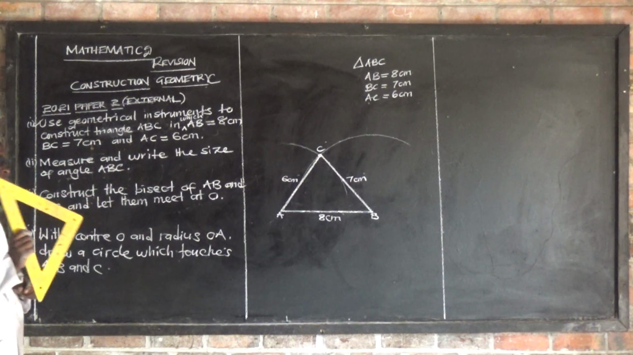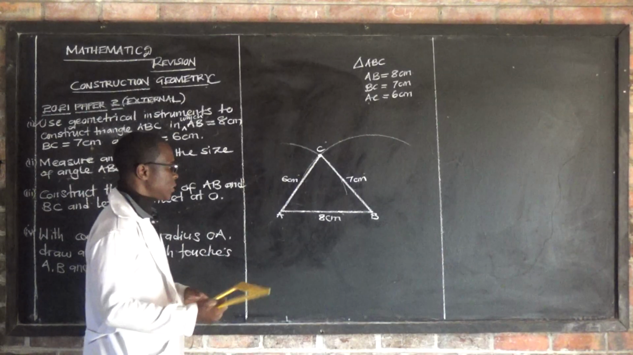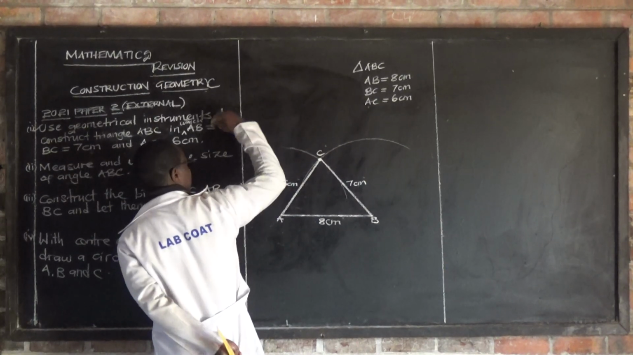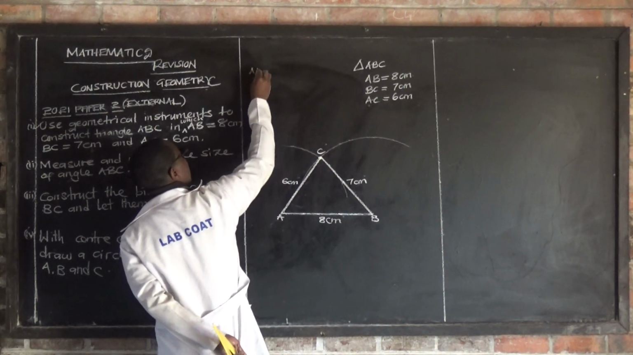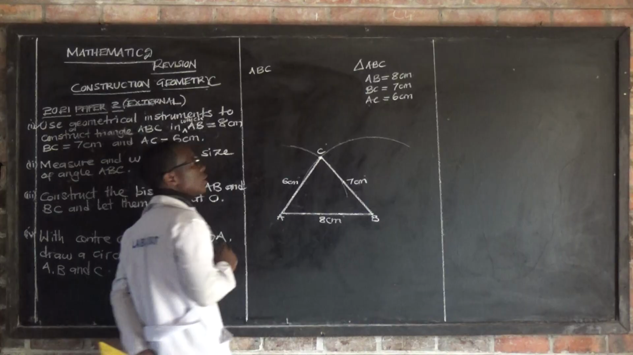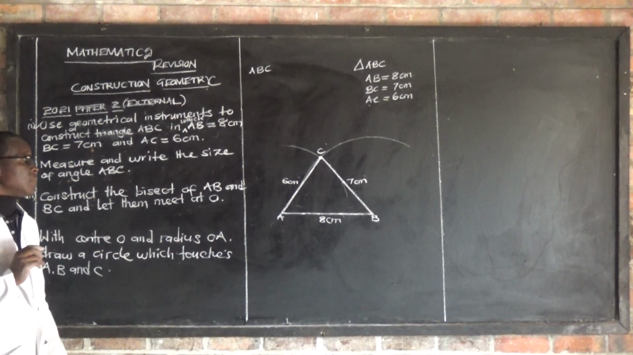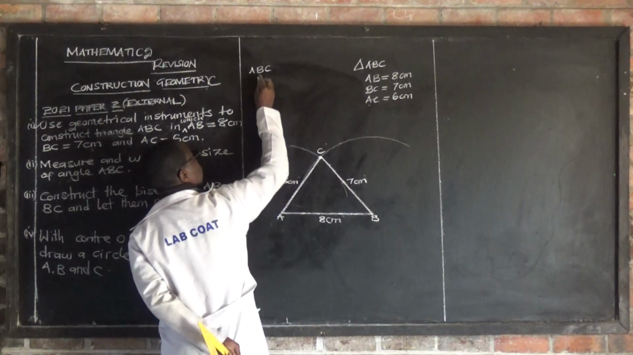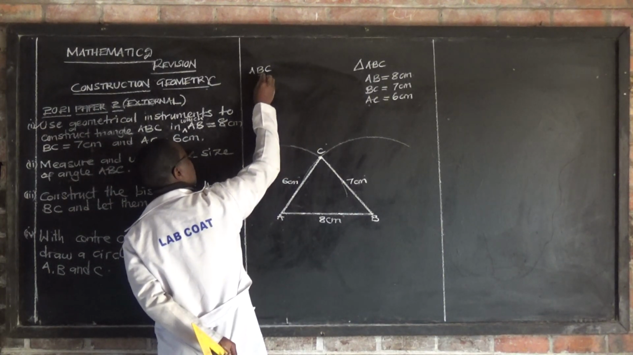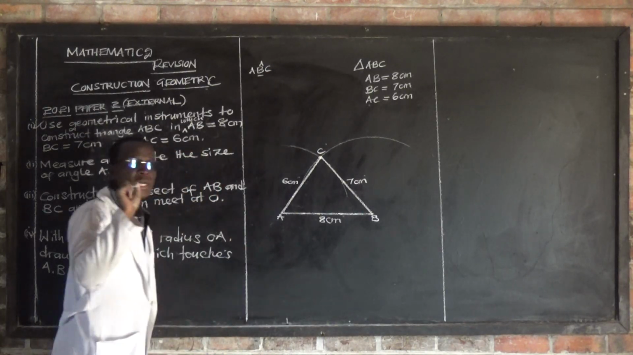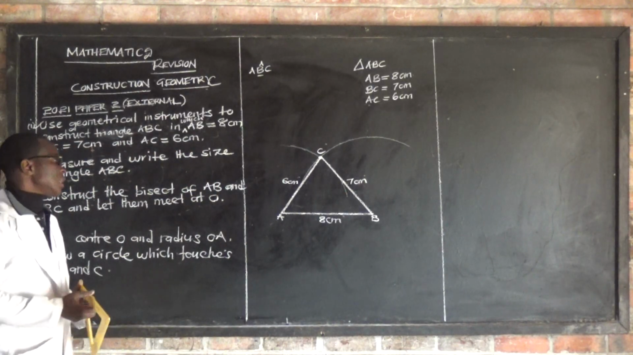So they want us to measure and write the size of angle ABC. Now when they say angle ABC, we're talking about angle B, the letter which is in the middle. This is where the angle is, at point B. So we're going to measure angle B. Are we together?